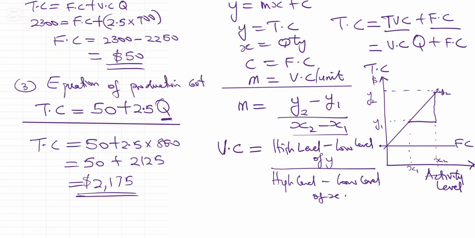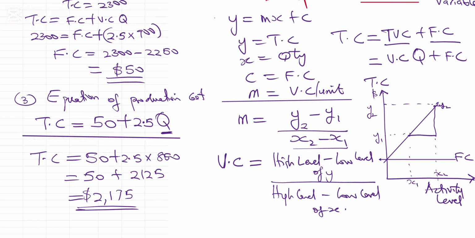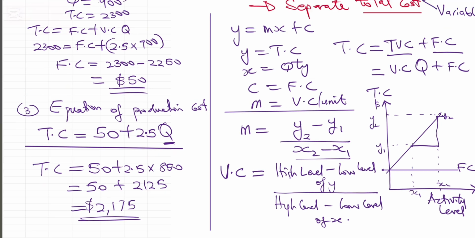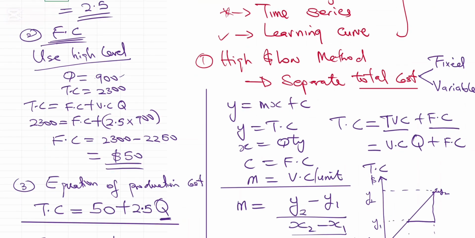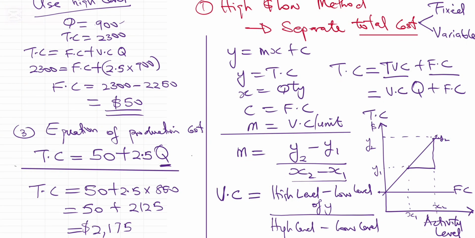And it's as simple as that. That is how the high and low method is being used. And I hope that is clear. It's not beyond that. Remember, 3 steps: determine your variable cost per unit, determine your fixed cost, and come up with the equation. With this equation, you are home and dry, and there is no total cost that you cannot predict.